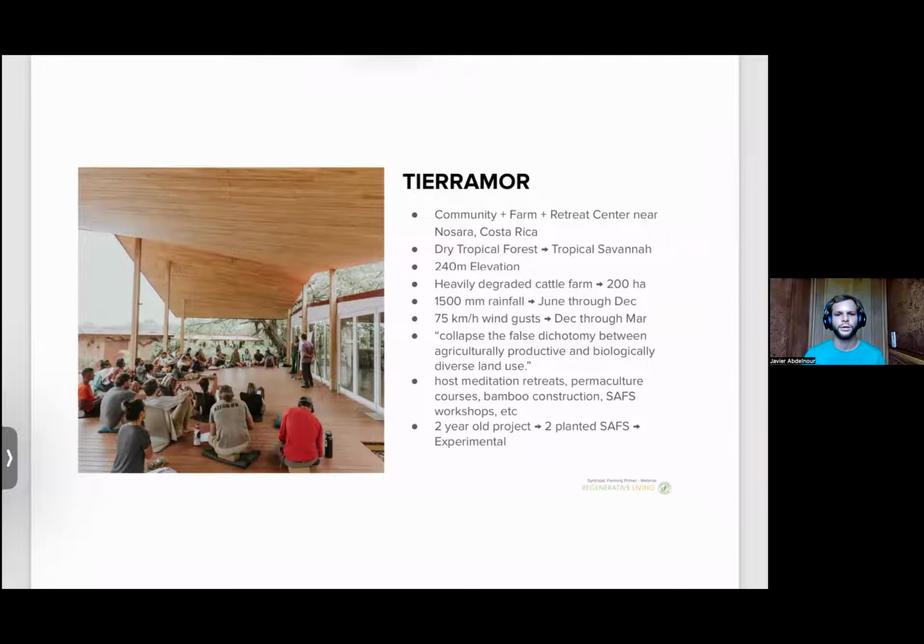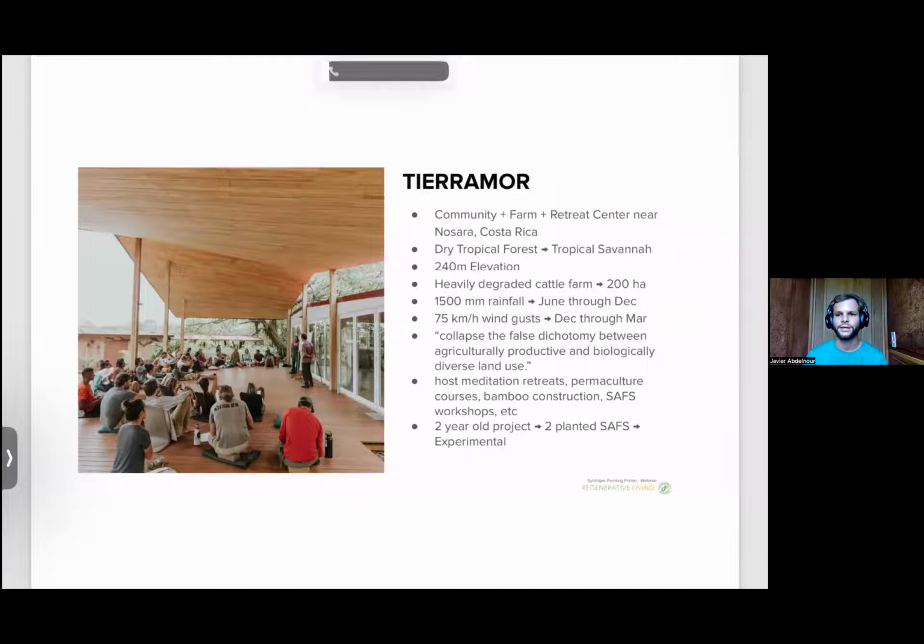The climate here is a dry tropical forest going into a tropical savanna. We're at 240 meters of elevation. So the ocean is pretty close. We're like a 20-minute drive from the nearest beach. The farm is around 200 hectares, and it's been a cattle farm for the past 20 to 25 years.